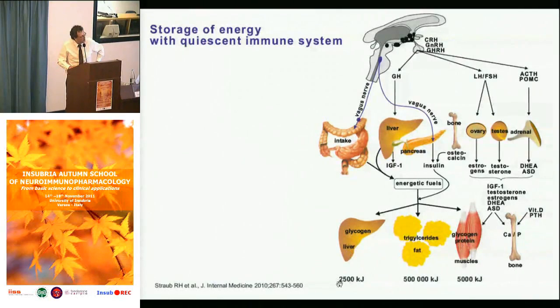Here you see the numbers of the stored energy. In the liver, it's only 2,500 kilojoules of glucose, not much else. In the fat, it's huge: 500,000 kilojoules. In the muscle, it's 5,000 kilojoules for the glucose, which is a similar number, but the proteins are 50,000 kilojoules, 10 times more. So this is the situation with the sleeping immune system.